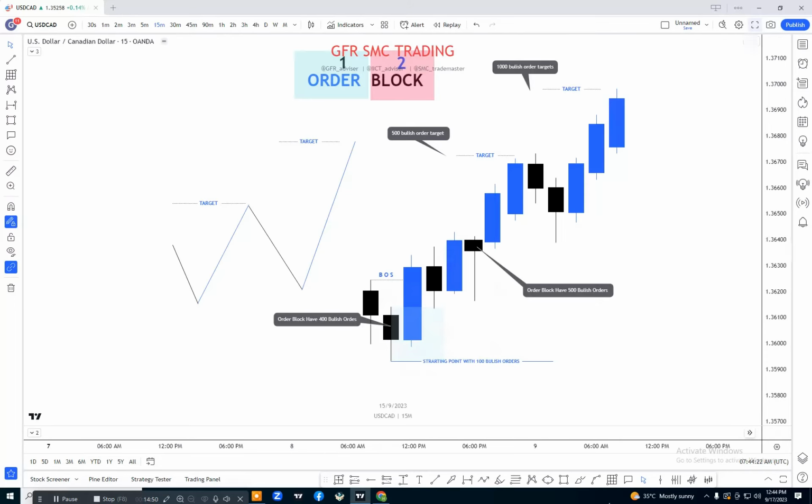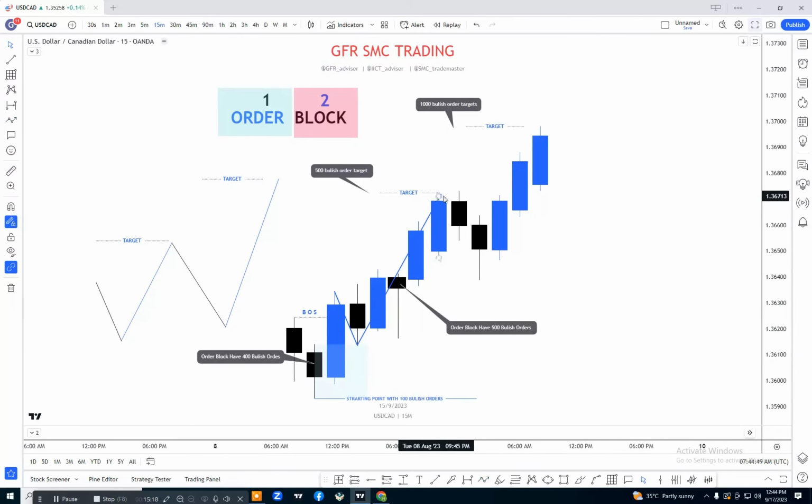What has the market done here? The market simply created a breakout of structure, then retested that order block to pick these 400 bullish orders. Now the market has a total of 500 bullish orders, which it needs to complete its first target. Here, the market just tests that candle, takes 400 bullish orders, and completes its first target, like this. Now the first target, the 500 bullish order target, is successfully completed.